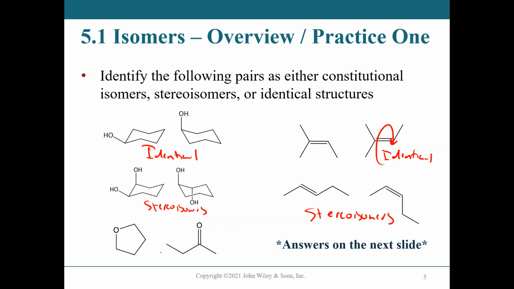And this one, these are going to be constitutional isomers. They have the same molecular formula, but different order of connectivity. If you count all this, how many carbons, we did this last week, but you count 1, 2, 3, 4. They both have 4 carbons. And you can count, they're going to have the same number of oxygens and same number of hydrogens. So I'll let you look at that for a little bit.